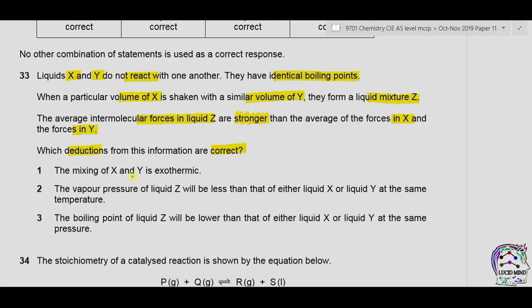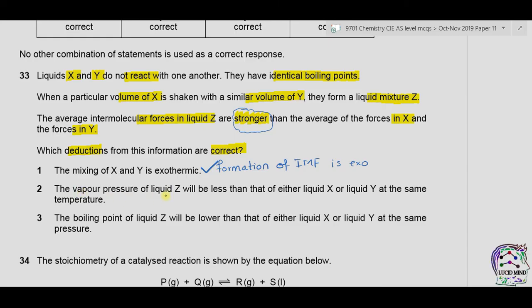Number 1. The mixing of X and Y is exothermic. As we know that formation of intermolecular forces releases energy, so therefore formation of intermolecular forces is exothermic. For example, freezing is the process in which intermolecular forces are formed, and freezing is exothermic in nature. As in the question, we can see that the average intermolecular forces in the mixture Z is stronger. It means that the intermolecular forces have developed, so therefore it will be exothermic. So option 1 is correct.